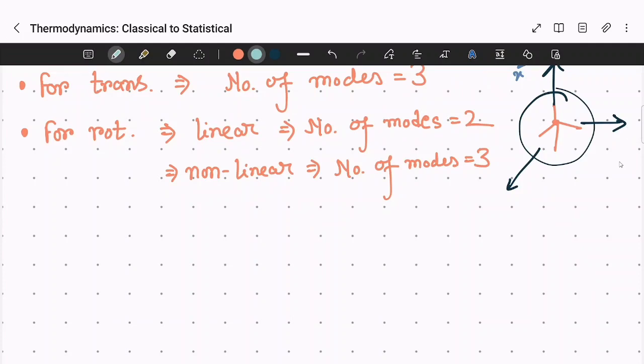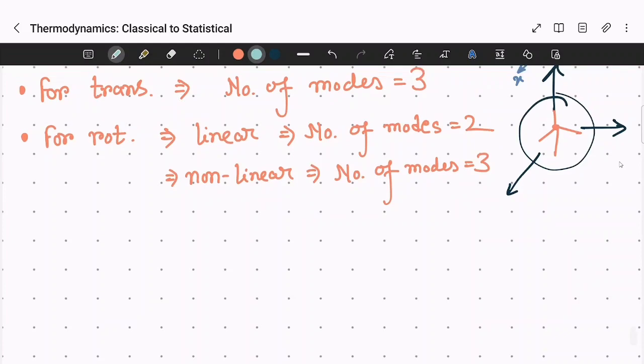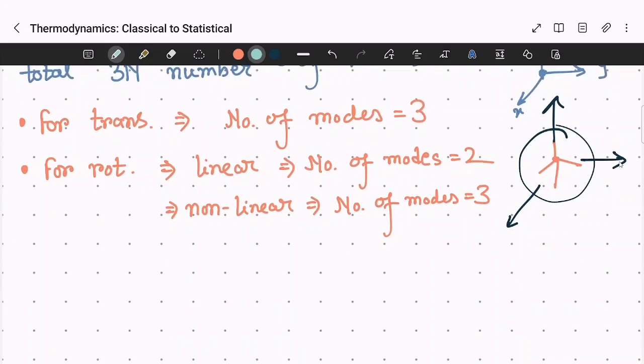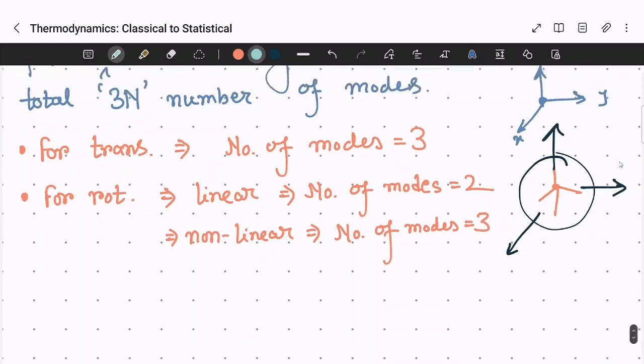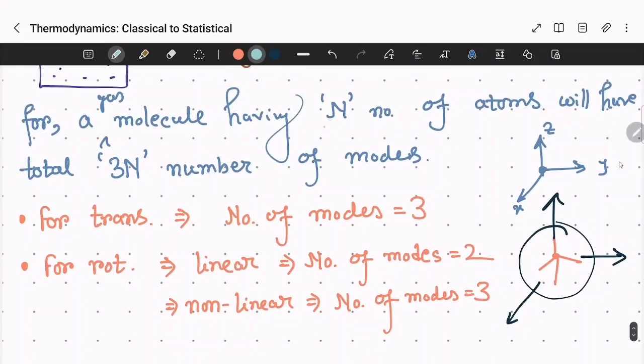For monoatomic gas, you can think like this: the number of atoms n is 1. If n is 1, then the total number of modes will be 3, and the 3 will come from translational. There is no rotational, because to have rotation we need at least 2 atoms. Otherwise there will be no rotation and no vibration, only translation. Okay?